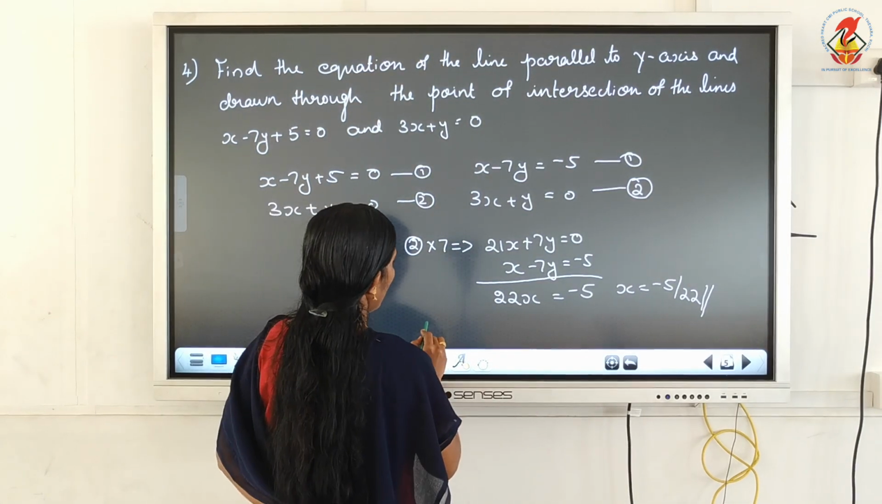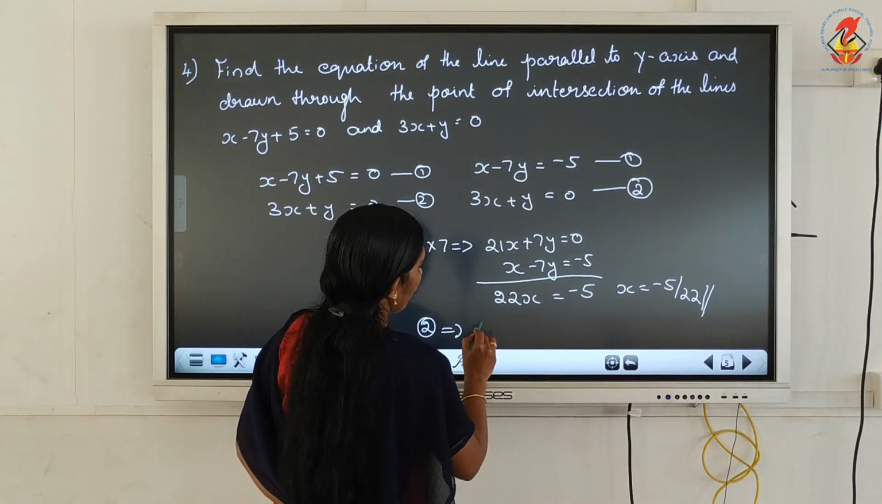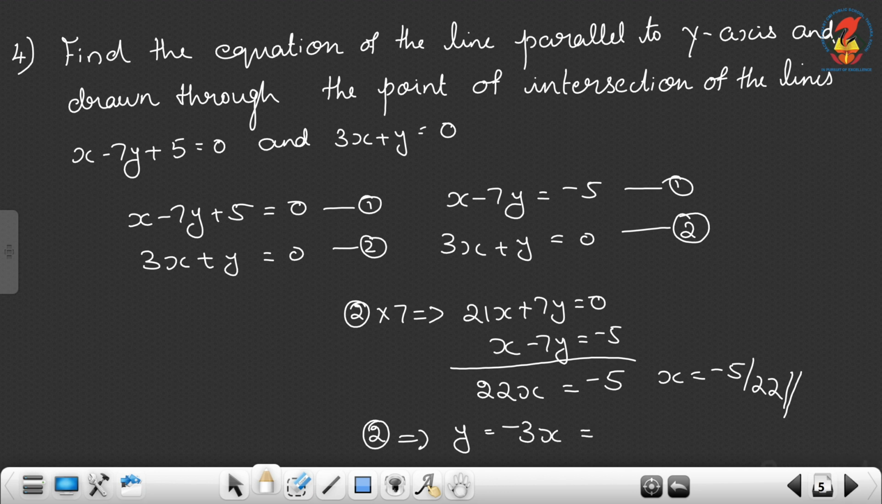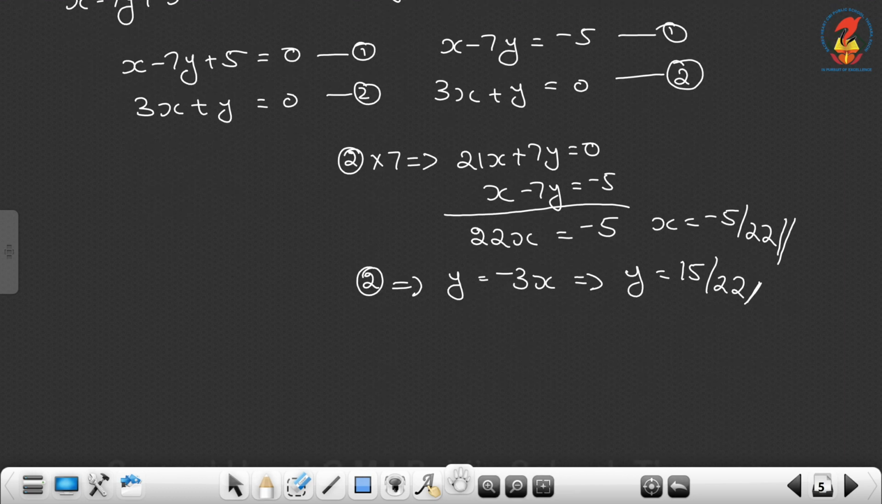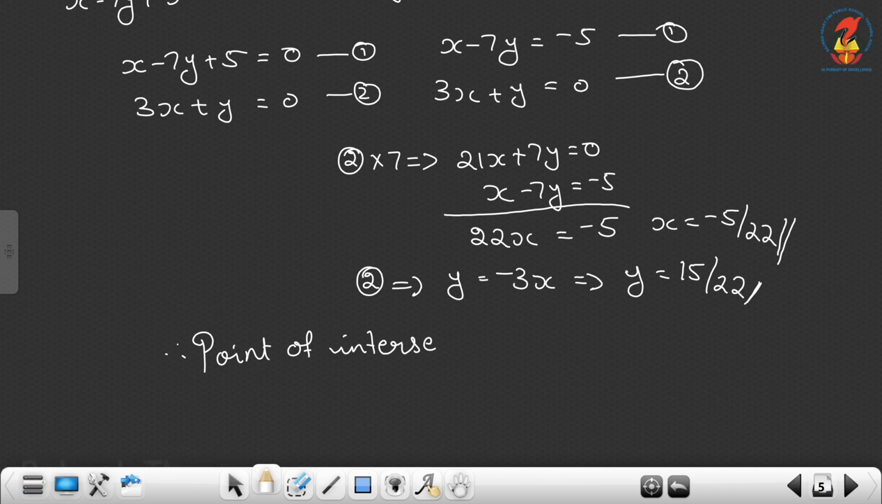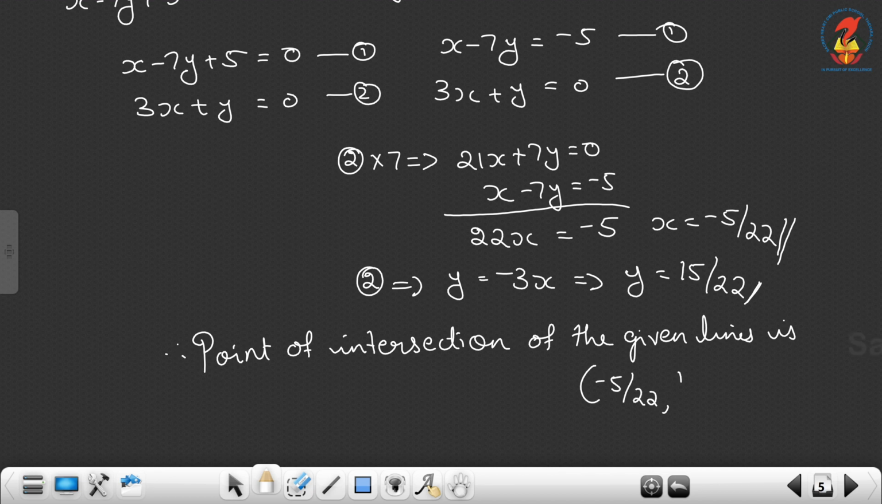Then what is y? When we substitute in the second equation, y is equal to minus 3x. So y is equal to minus 3 into minus 5 by 22. So 3 into 5 is 15, 15 by 22. So the point of intersection of the given lines is the ordered pair minus 5 by 22 and 15 by 22. This is the point of intersection.